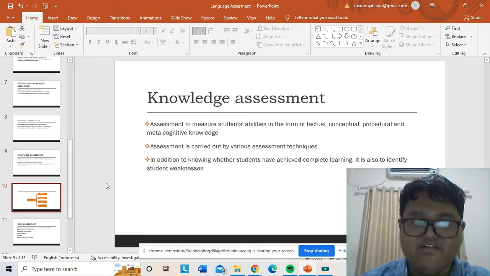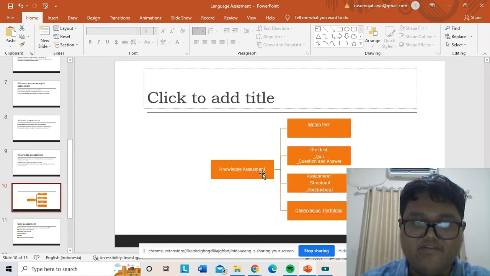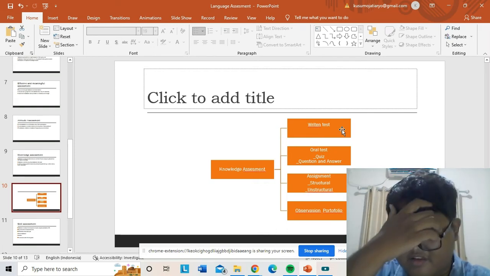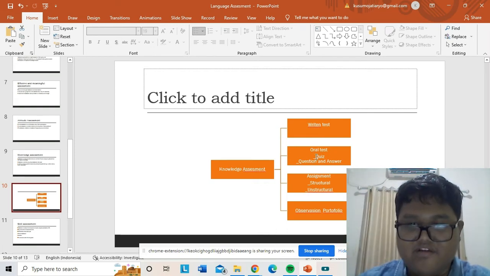And this is the table from the knowledge assessment. We see about the writing test here. There are true or false and multiple choice as examples. Oral tests include quizzes and question and answer, assignments, structured tasks. And the last is observation and portfolio.